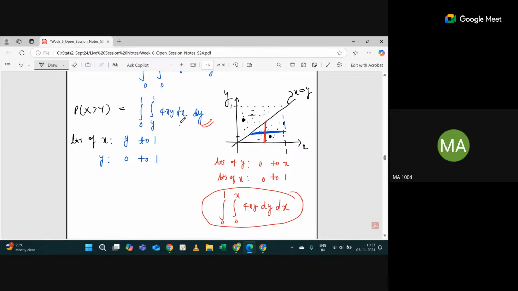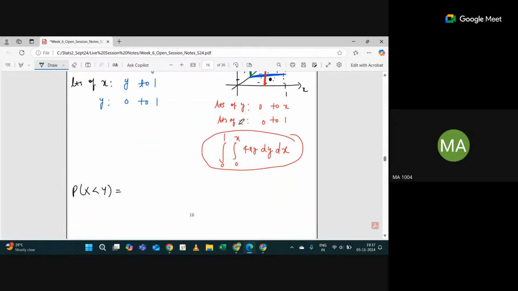So if I want to find the limit of y, then what I will do, I will draw parallel line with respect to y-axis. So you can see y is going from where to where? From x to 1, because upper limit is 1, right? So limits of y will be x to 1, and limit of x will be as usual, 0 to 1. Yes or no? Yes, sir. So what you have to do? You have to integrate x to 1, 4xy dy, 0 to 1 dx.